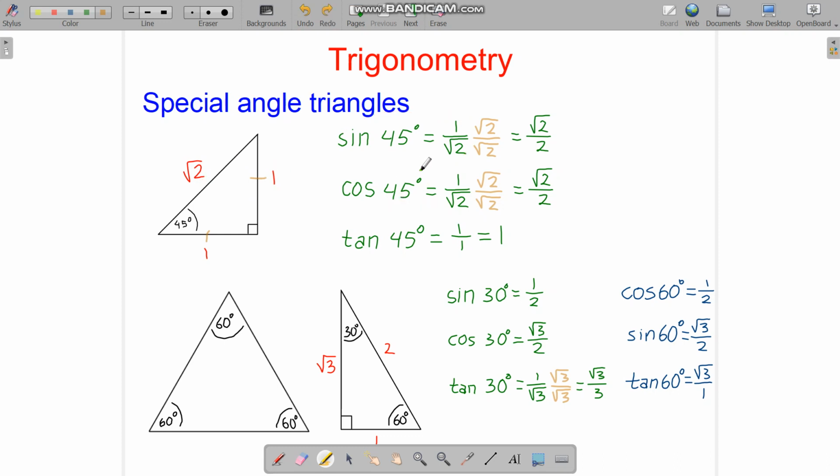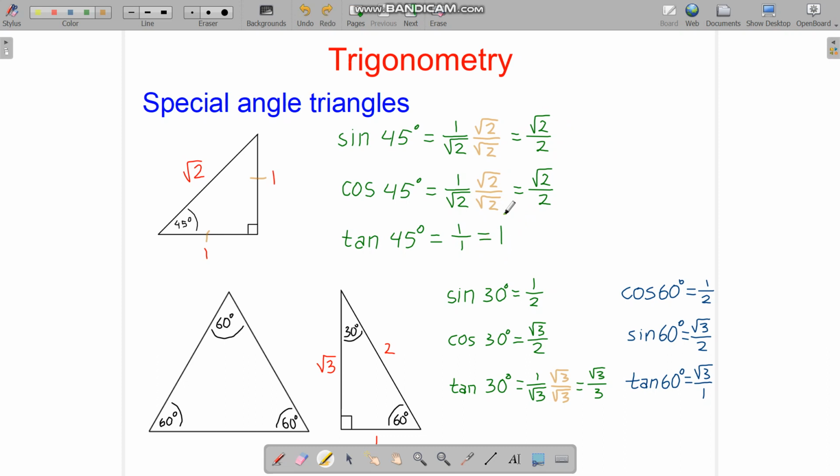And cos 45 degrees would be adjacent over hypotenuse. Tangent 45 degrees would be opposite over adjacent. If you simplify things, 1 over √2 can be rationalized, the denominator, so that we get √2 over 2. And for tangent 45 degrees, 1 over 1 is 1.